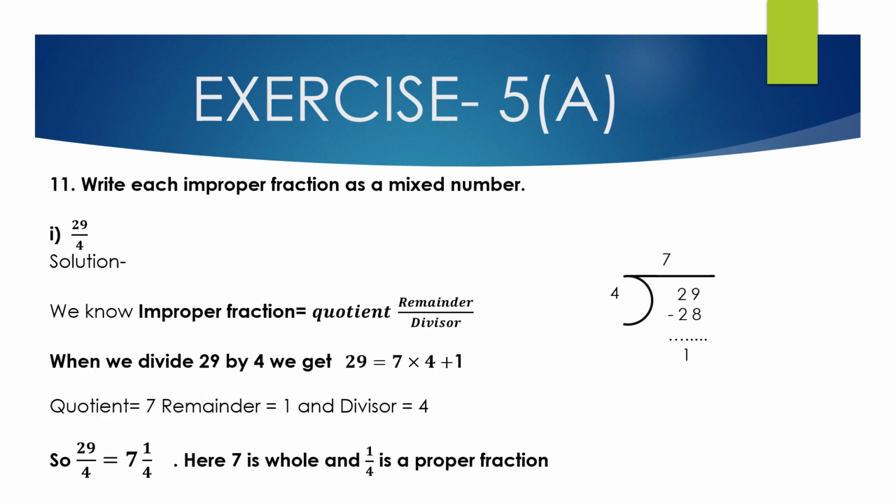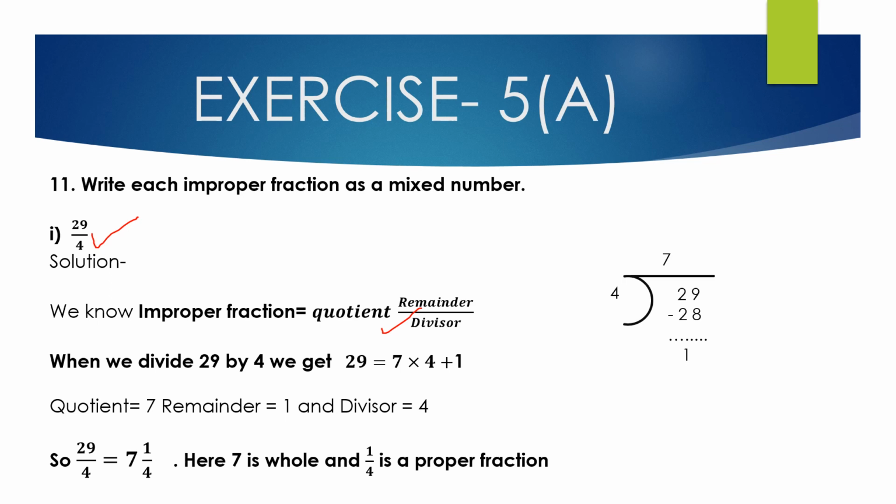Now we solve question number 11, and question number 11 is write each improper fraction as a mixed number. First bit is 29 divided by 4. This is an improper fraction as numerator is 29 and denominator is 4. Numerator 29 is greater than the denominator 4. And we know improper fraction equals quotient, remainder divided by divisor. 4 is the divisor and 29 is the dividend.